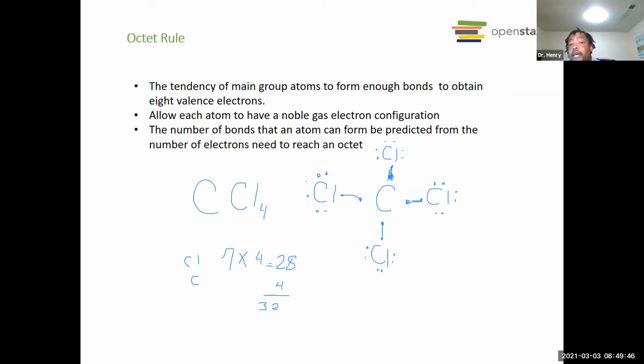Okay, so I'm going to teach you another thing. At some point, there is going to be the possibility of having multiple structures. The way that we determine which structure is more stable, or which structure is more relevant, is what we call, and we'll actually get into this a little more later on.